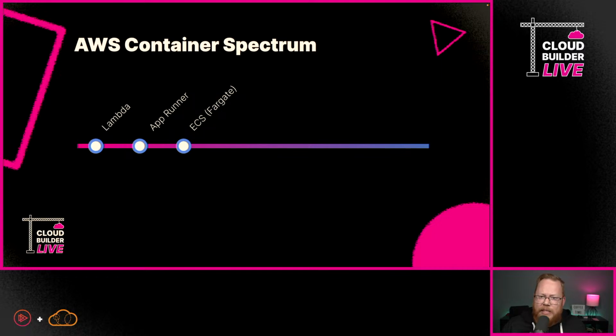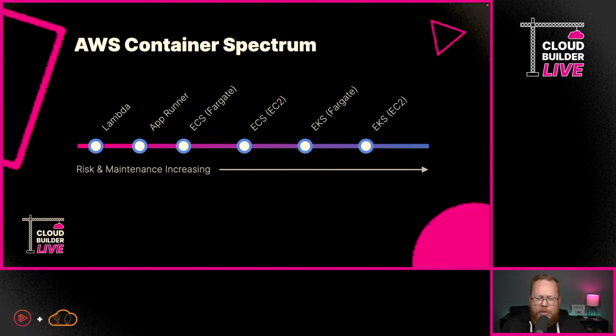When you use ECS running on Fargate, you don't have to manage any of the underlying instances that make up the cluster your containers are running on. That's contrasted to running ECS on EC2, where you do have to manage those underlying instances. Then we can move into EKS, the Elastic Kubernetes Service, also with Fargate, where we don't have to manage the underlying instances, and then with EC2, where we do manage them. The thing to understand is that with all of these, we're increasing our risk and maintenance by moving to more complex solutions. If we need all of that capability, great, we'll use whatever we need, but it's important to understand that there are a lot of different options.